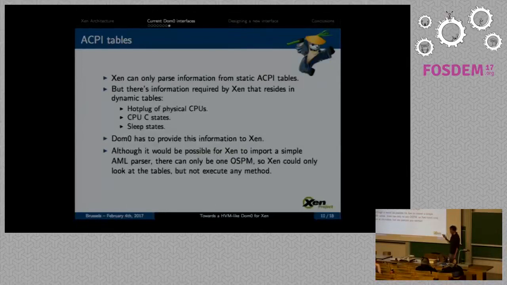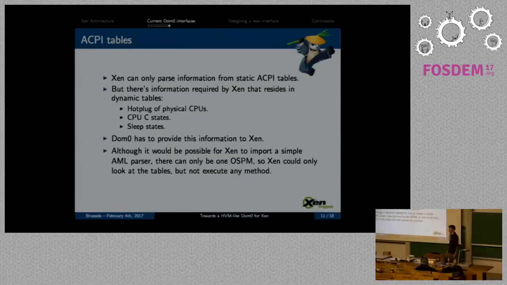Another of the problems with the ACPI tables is that Xen can only parse information from the static ACPI tables, because Xen doesn't have an AML parser. AML parsers are big and require quite a lot of code to implement, so Xen never had one. Maybe that's going to change, but at the moment it doesn't have an AML parser, so it can only fetch the information from the static tables.